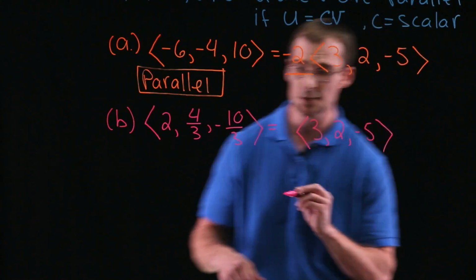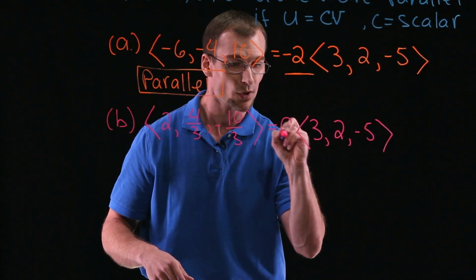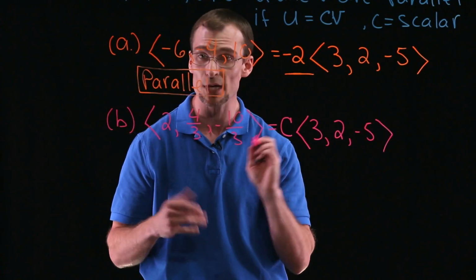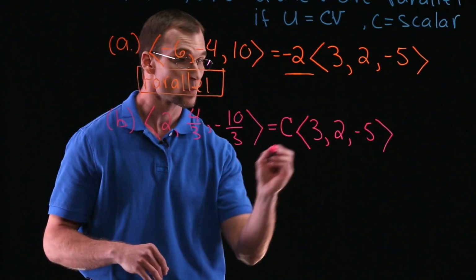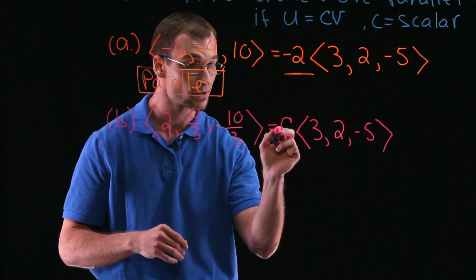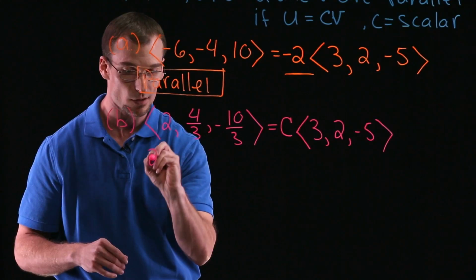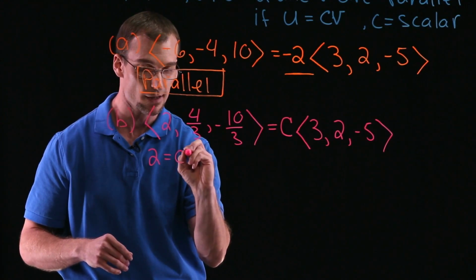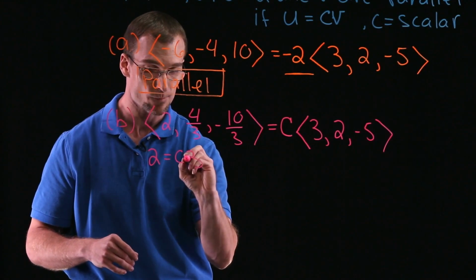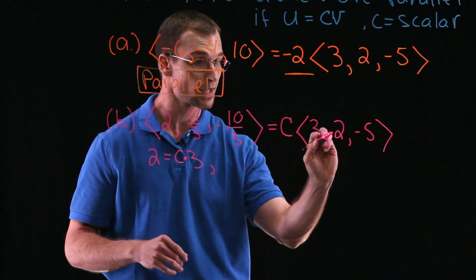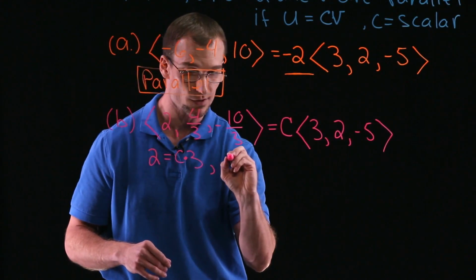So we're going to take a different approach. We'll just put a general constant c, or scalar c, on the outside, and we'll try to solve for it. Again, we want to see whether this scalar c times 3 will equal 2. So we can set up an equation, 2 equal to c times 3, and see what scalar will give us that. And see what scalar times 2 will give us 4/3.